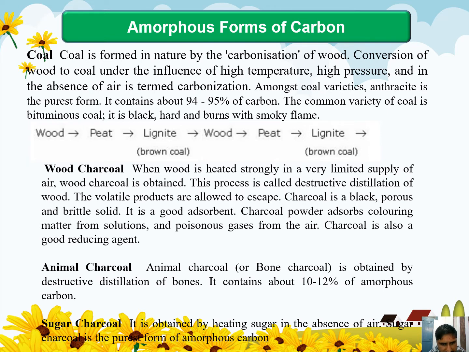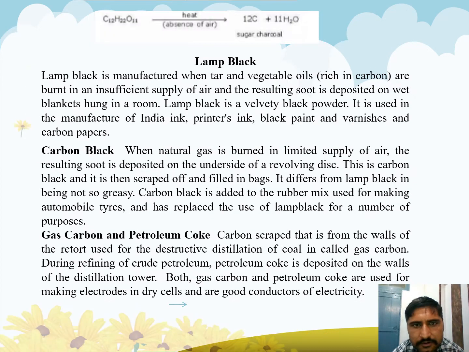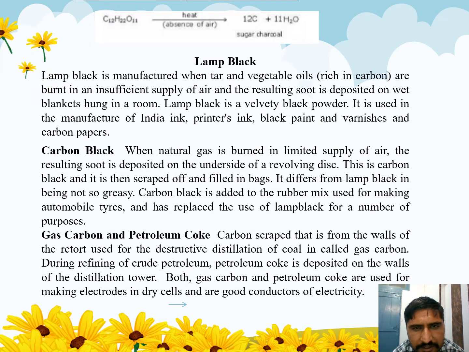Another one is animal charcoal. It is formed by the destructive burning of bone. Similarly, sugar contains 10 to 12% carbon. It is obtained by heating sugar in the absence of air to form amorphous carbon. You see here, when we heat it, we get the amorphous form of carbon with the evolution of water.